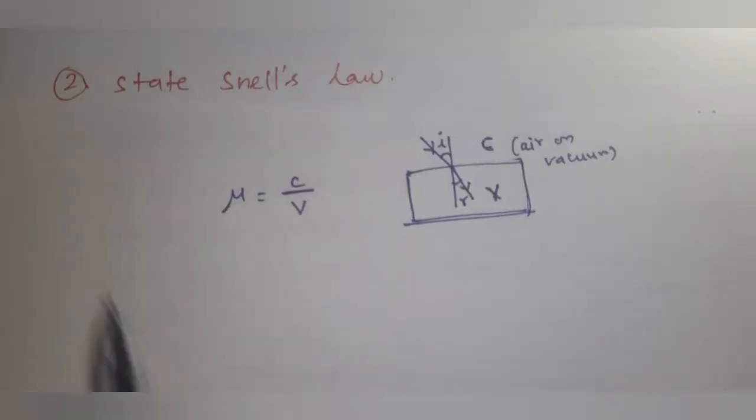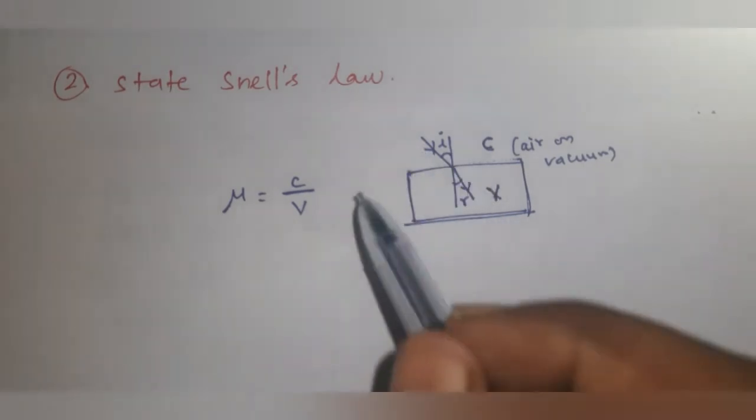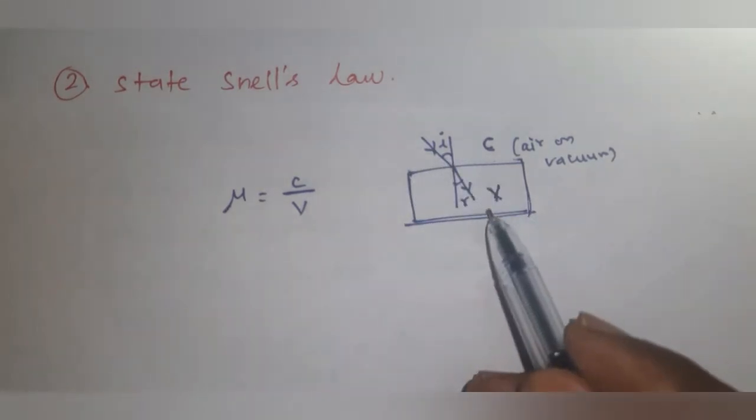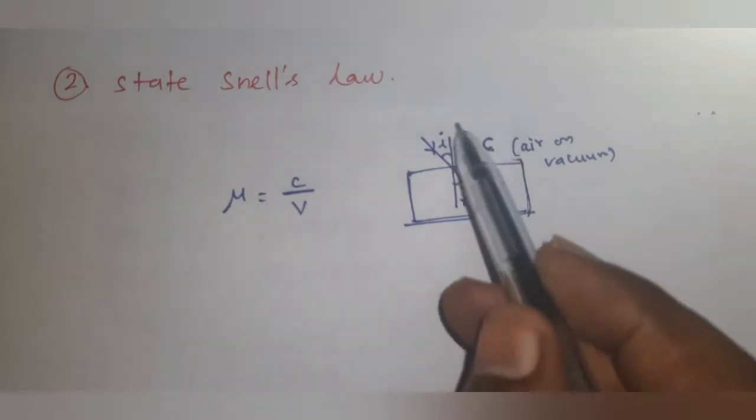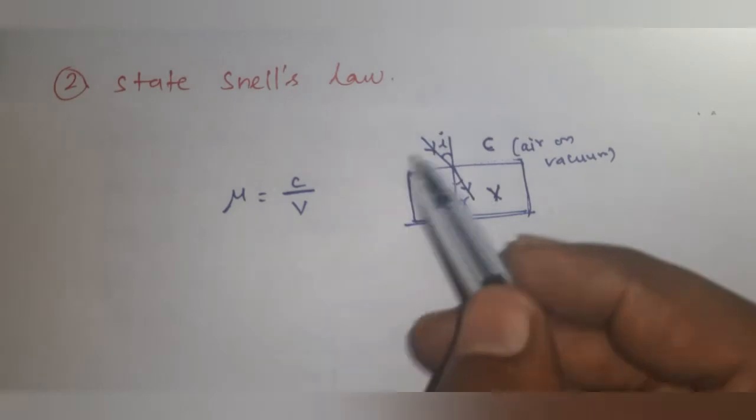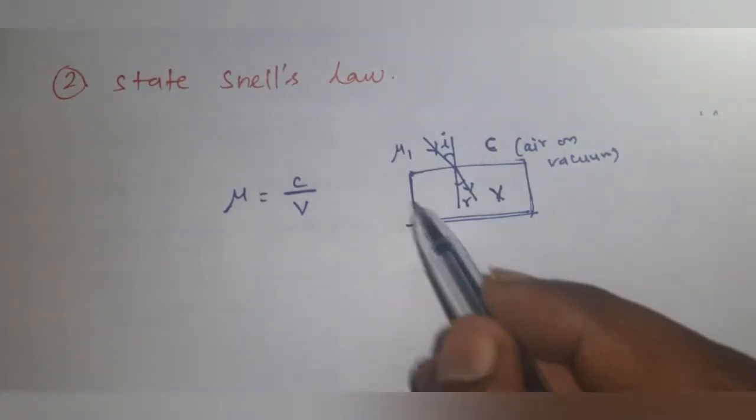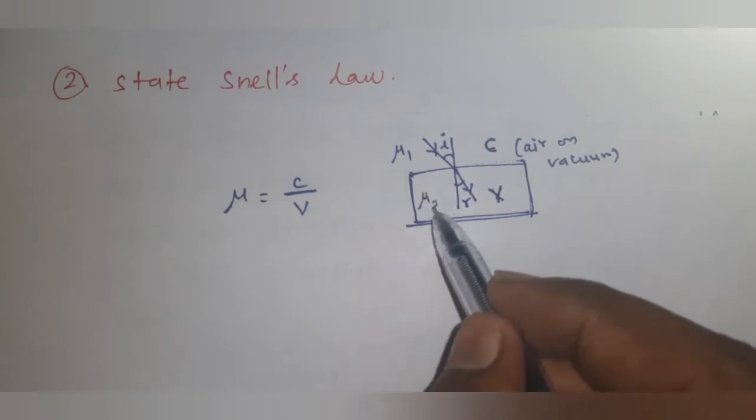Question number 2. State Snell's law. Snell's law is one more definition for refractive index. When a light ray moves from a rarer medium to a denser medium, it undergoes refraction. i is the angle of incidence, r is the angle of refraction. For the first medium, you can take the refractive index as mu1. For the second medium, you can take the refractive index as mu2.